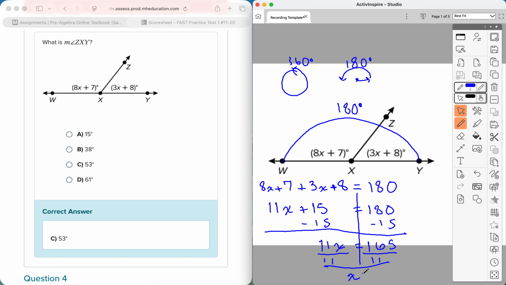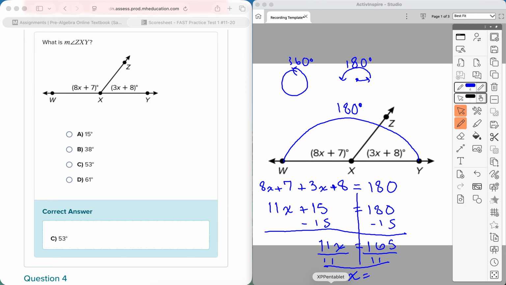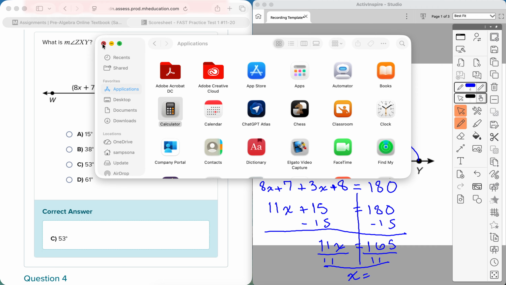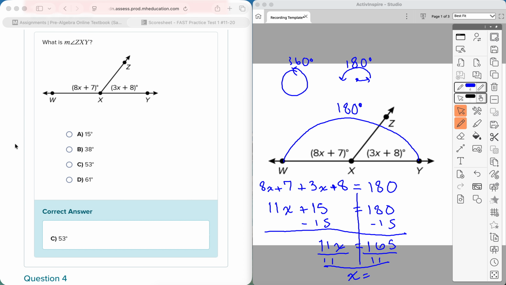That tells me that x is equal to 165 divided by 11. 15. X is 15. And then we have a trap, because option A is 15, but option A is not the answer, because they aren't asking you to solve for x. They're wanting you to tell them the measure of angle ZXY.